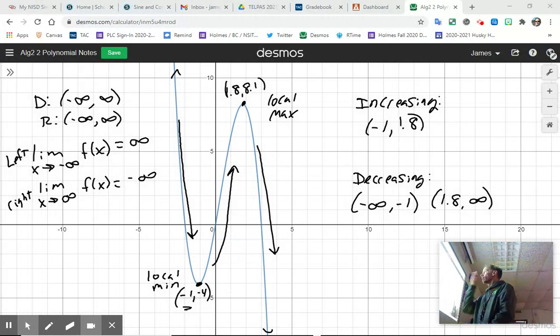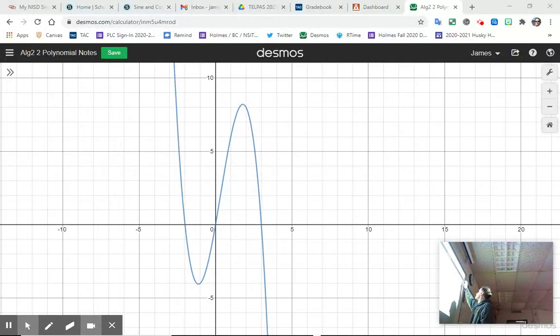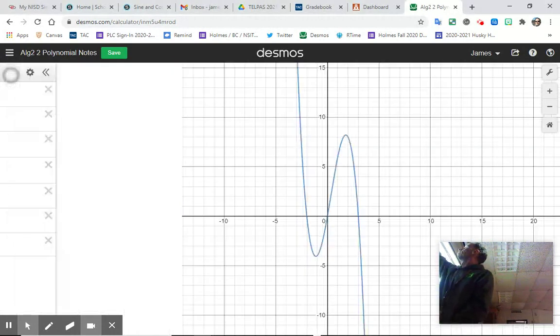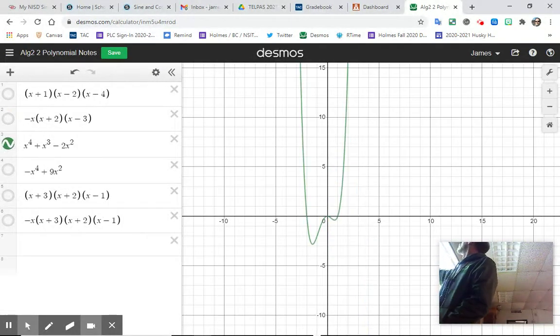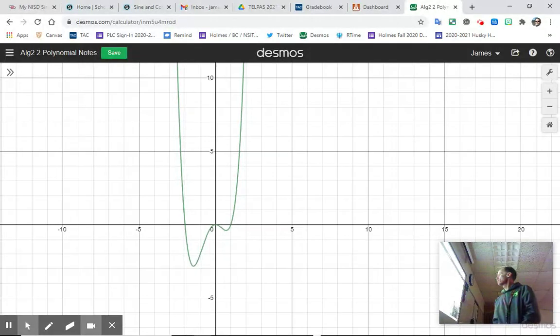Let's go and look at one more, and one that's going to look a little bit different than the first two we saw here. And we can talk about what a global minimum or global maximum would look like. So here's another one. And you can see this looks kind of strange. This is actually a fourth degree. This is an even degree polynomial. So how would you do this one?